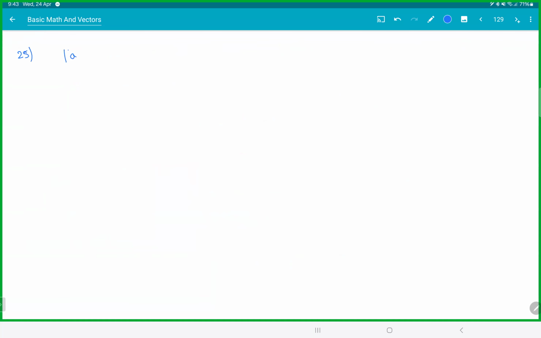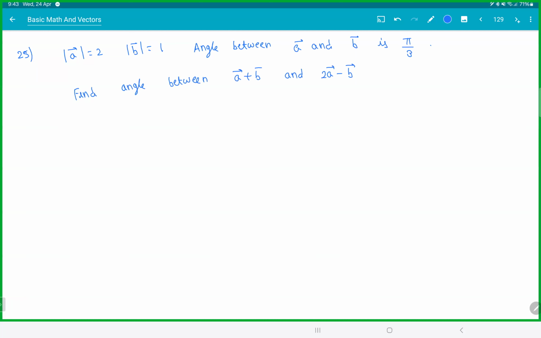We have two vectors, mod A bar is 2, mod B bar is 1. The angle between A bar and B bar is 60 degrees, pi by 3. Find the angle between A bar plus B bar and 2a bar minus b bar.